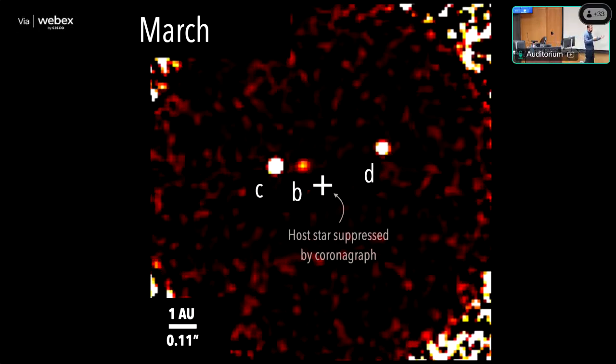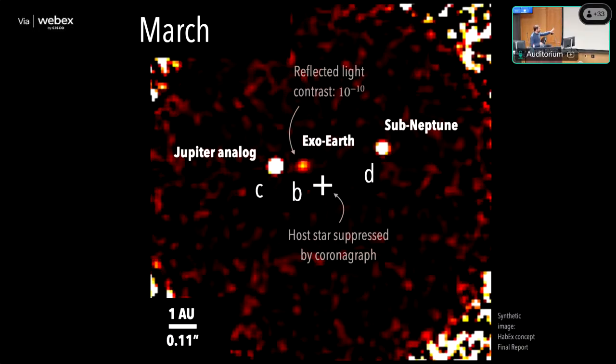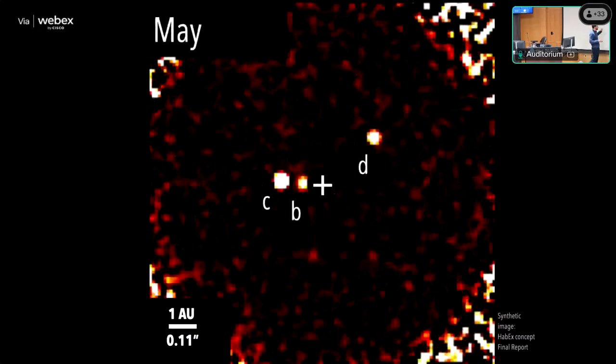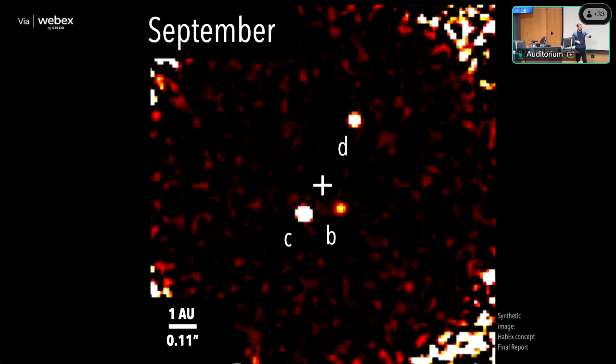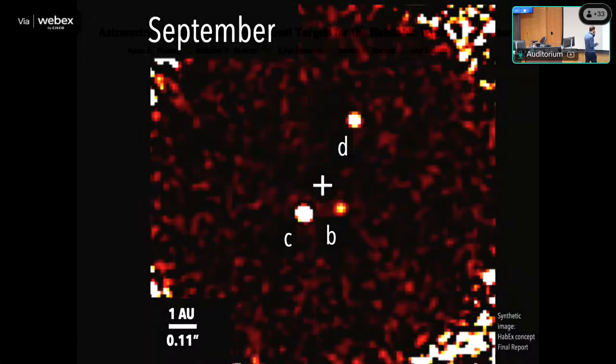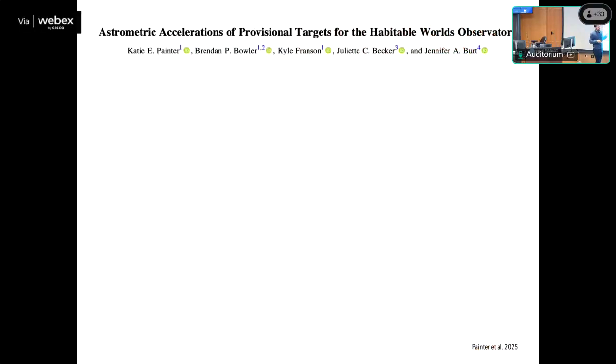So, hopefully in a matter of years, I don't know how many, some number of years into the future, we will all have the Habitable Worlds Observatory to look forward to. If we have, for example, an exo-Earth and a Jupiter analog and a sub-Neptune, we want to be able to see systems like this with orbital motion and reflected light and seasonal variations and all sorts of exciting things on these planets. But what we have to contend with is the possibility that there could be another planet in the habitable zone of these stars.